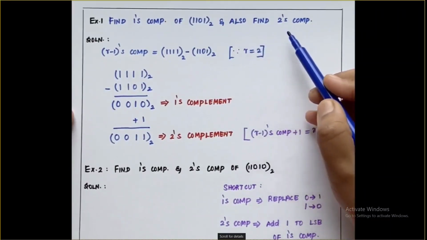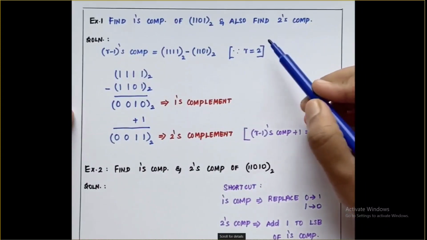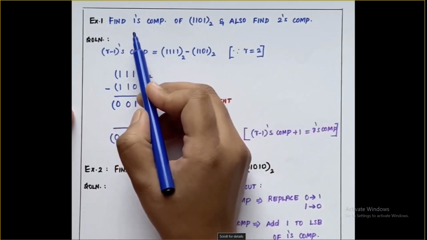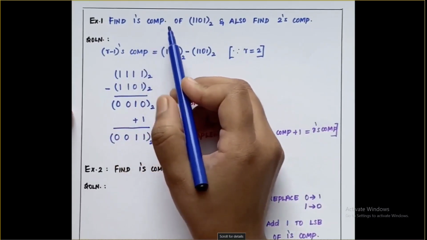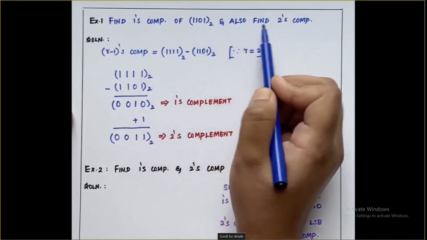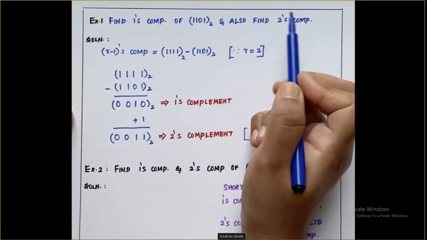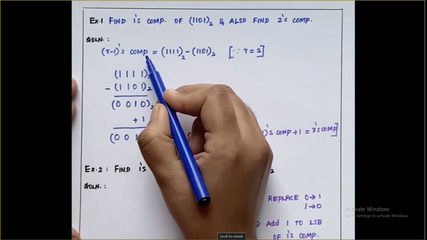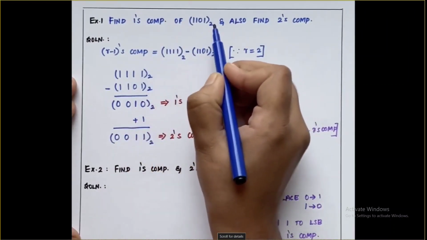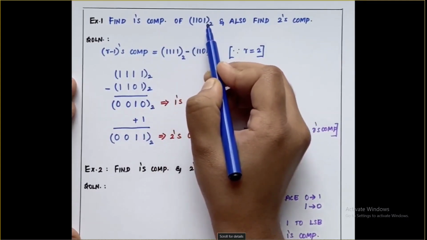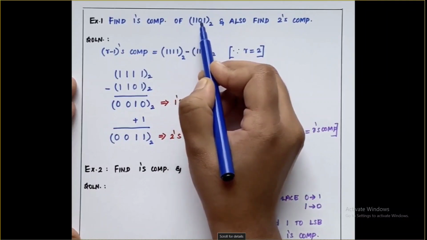So first we have to perform the r minus 1's complement and then we can calculate the 2's complement. So the 1's complement of 1101 is to be calculated first, from which we have to calculate the 2's complement. The r minus 1's complement will have the formula. The base value is 2 here, so 2 minus 1 will be 1. And since we have 4 digits, we can take 4 ones.